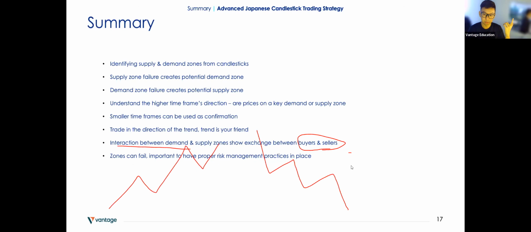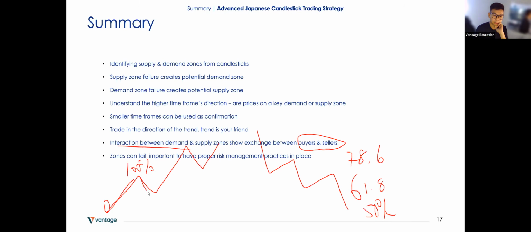Okay, so again, whenever there is a move up or a move down, always look at the 78.6% retracement, which is a Fibonacci retracement. It can be any percentage, or the 61.8 or the 50%, right? So this is your 0%, this is your 100% movement up, and you're looking at least at a 50% retracement or all the way down to 78.6.